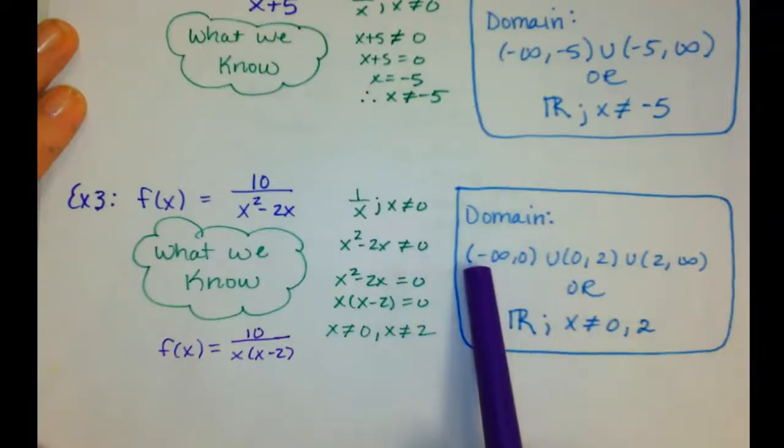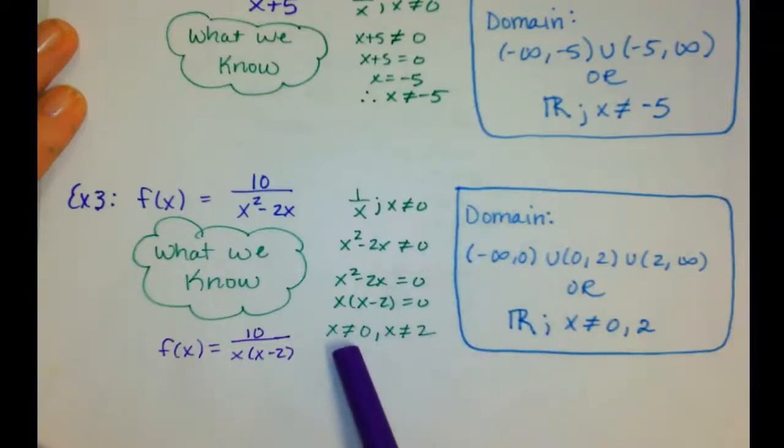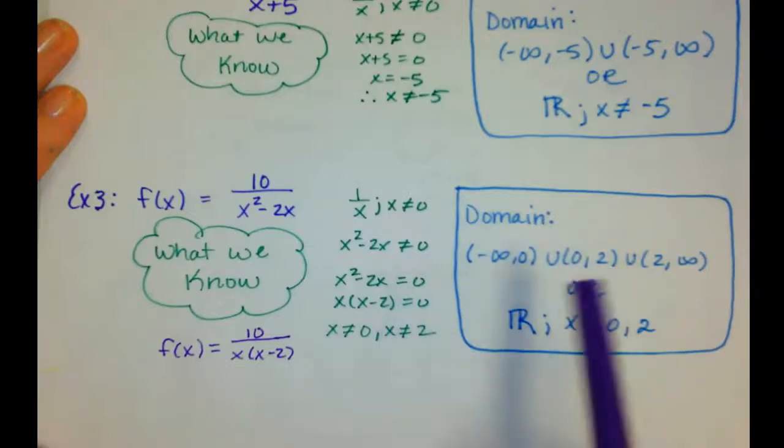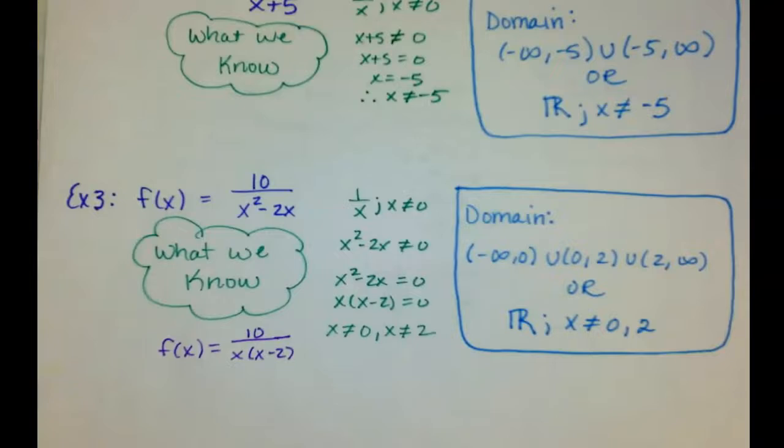So I start over here at negative infinity, I go to 0, which is the smallest number. I skip over and go from 0 to 2, which is the next number. I skip over and go 2 to infinity. And that's how I work through a problem like that.